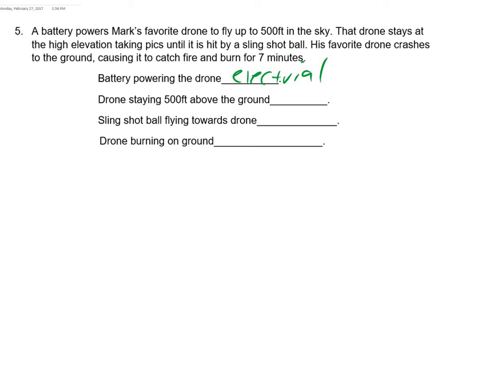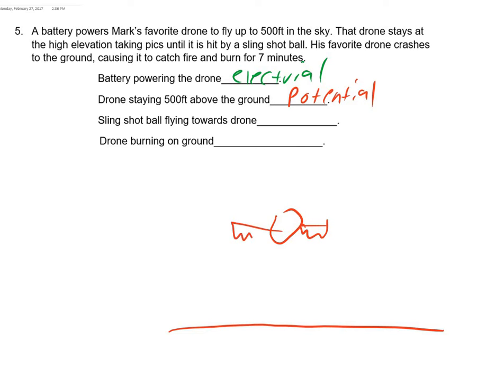Drone staying above at 500 feet above the ground. We actually happen to know that that's going to be potential, right? Because it's waiting above in the sky. If this is the ground, and here's your drone, I can't draw wings, so I'm just going to draw these wings. It has the potential to move downwards no matter whether you have it on or off. You can just turn off the drone and it's naturally going to move towards the bottom. So before it starts its movement downwards, that means it has the potential to move there. Therefore, it sitting up there in the sky is considered potential energy.